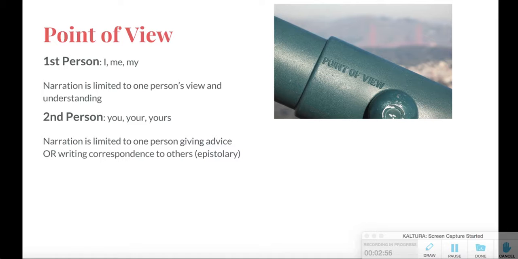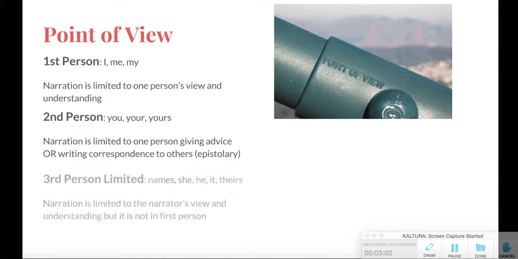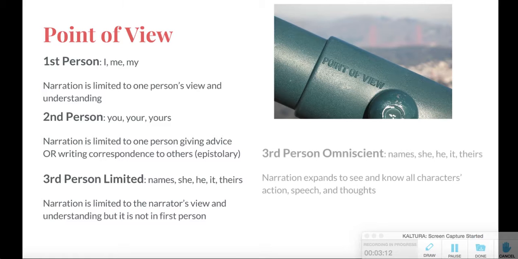Writing correspondence is called epistolary, narrative based on the writing of letters or correspondence. Third person limited, in which the action is limited to the narrator's view and understanding, but is not written in first person. And third person omniscient, in which the narrator knows and sees all, allowing us as readers to know actions or potential consequences that the characters themselves wouldn't know.